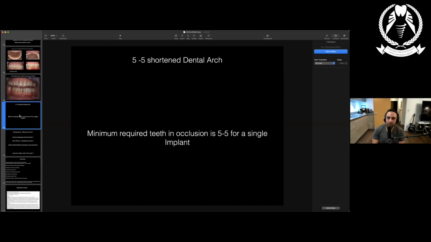So you've got to follow that rule and tell your patients, well, you don't need 1 implant. You'll need actually 2 or 3 to make up your 5 to 5 arch. If you do 1 implant and they don't have a 5 to 5 shortened dental arch as a minimum number of teeth, you will open yourself up to being questioned about, did you have adequate posterior support? Did your patient have adequate distribution of those forces?